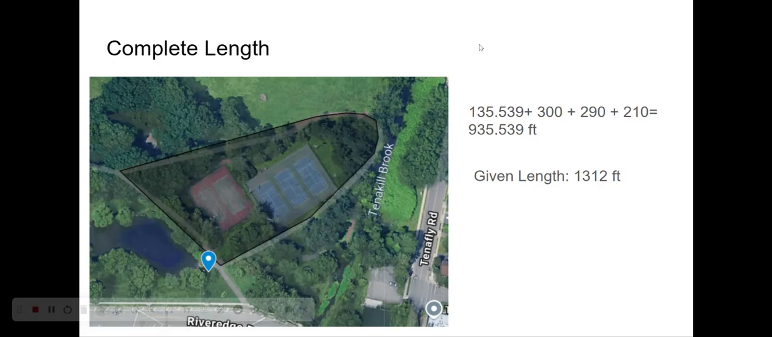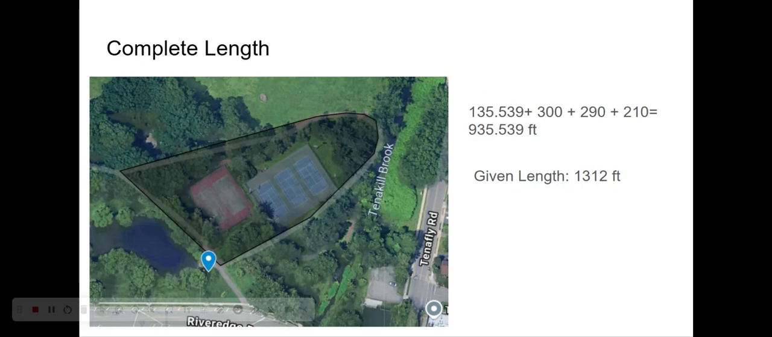So the complete length that I found was the length of the curved section, which was the 135 feet, plus the three straight lines that I measured. So the 300 plus 290 plus 210. And then I got around 935 feet, which is somewhat close to the given length of what Google Maps calculated the entire pathway to be, the 1,312 feet. But it is a little off.